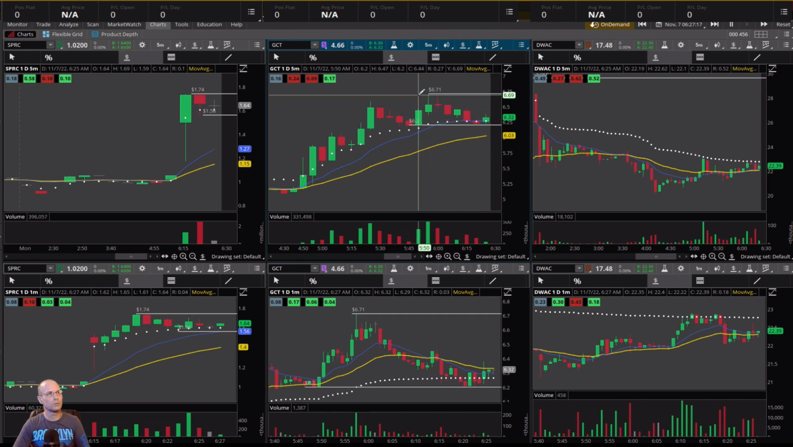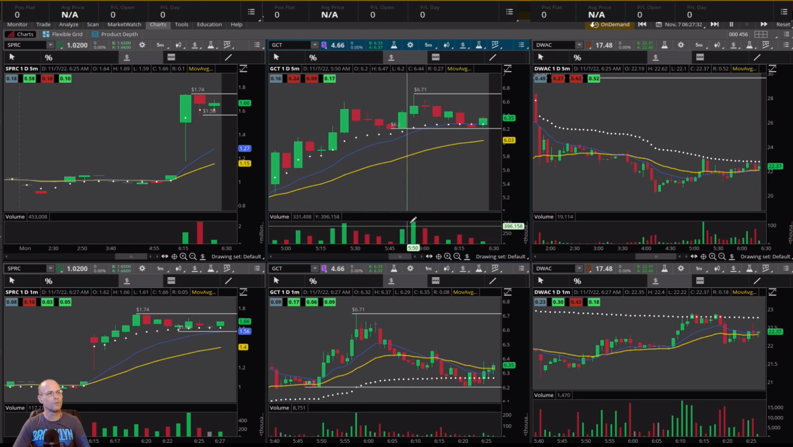Anything below 6.71 on this move up is a lower high. Bears would like to see that lower high and roll over to lower lows. Keep in mind we have 6.50 up here as a psychological resistance. Good volume on the way up. 2.5 minutes to go till the market opens. So yeah, looking for that head and shoulders pattern to possibly play out.